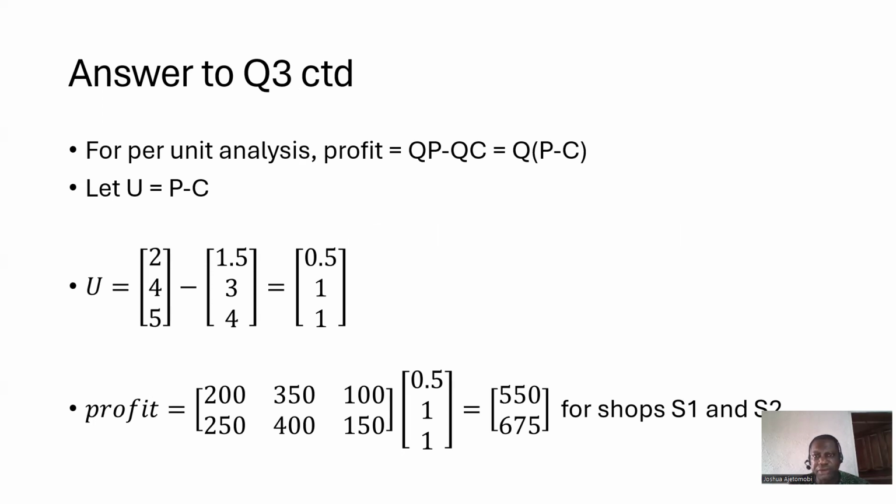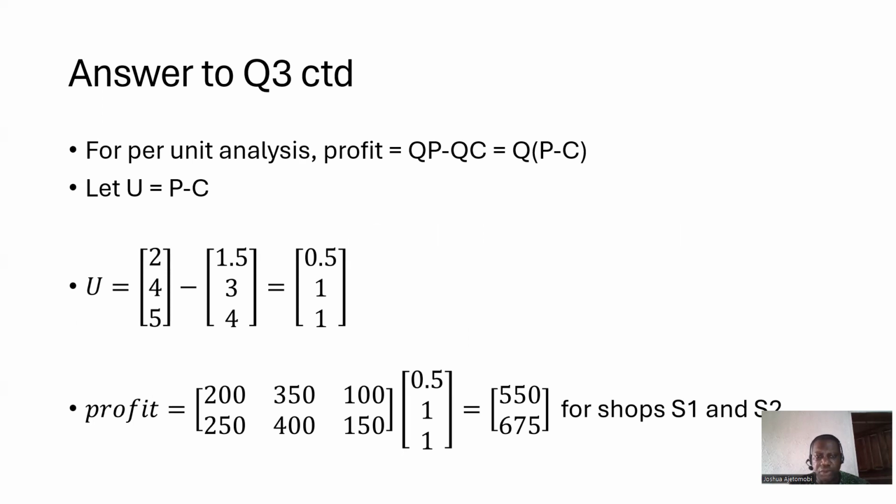In respect of per unit analysis, we can derive our U as the difference between the cost and the selling price. And if you multiply it by Q, then we obtain the total concept again. So we derive our U as the difference between the cost and the selling price. And this is what is shown here.